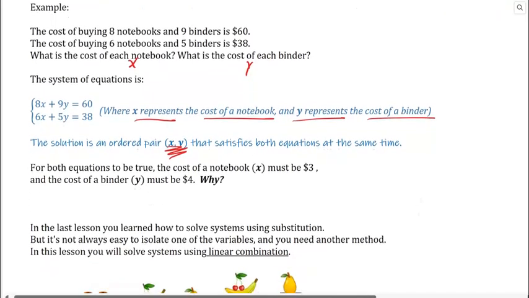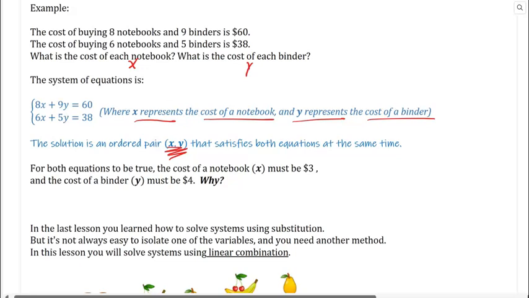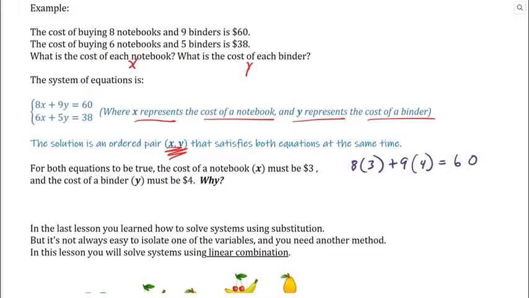Now, in this particular situation, the cost of a notebook has to be $3 and the cost of the binder has to be $4. Why, you ask? Well, let's replace those variables with those numbers and find out. In that first equation, if it's $3 and $4, 8 times 3 is 24, and 9 times 4 is 36. 24 plus 36, that equals 60. How about the other equation?